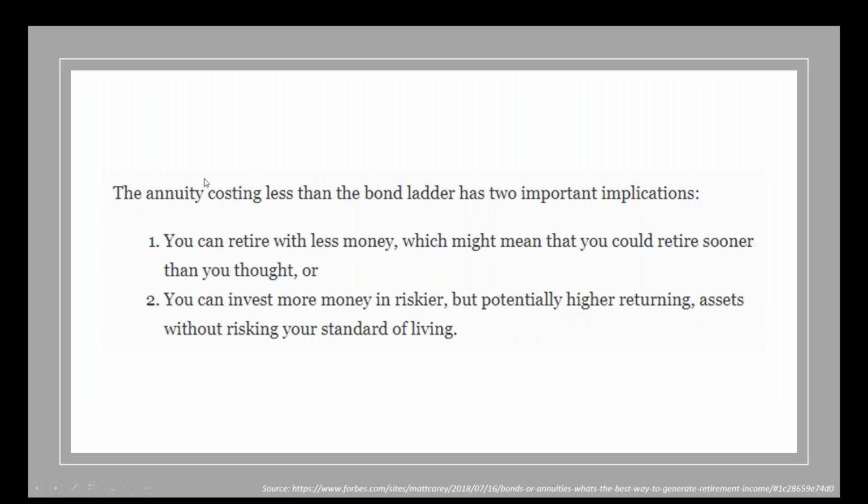That's another one. So the annuity costing less than the bond ladder has two important implications. You can retire with less money, which might mean you can retire earlier. Very good, you guys. Or you can actually invest your money in riskier things, so the equity portion could be riskier, but potentially with higher earnings. And then the other one is that you could spend more if you wanted to. Exactly right. And then who else has said that annuities, specifically FIA annuities, are way better than bonds? Who else has said that?